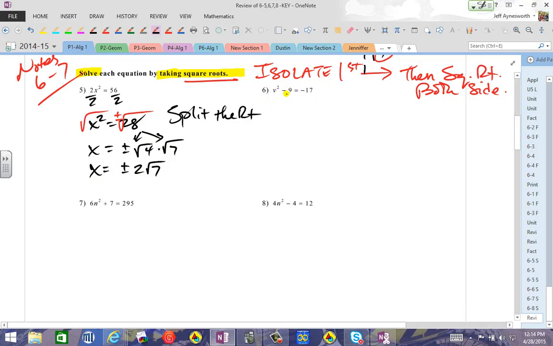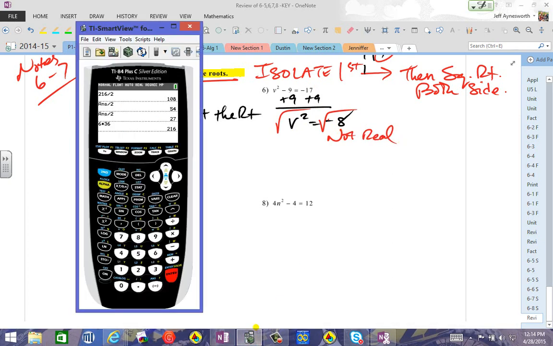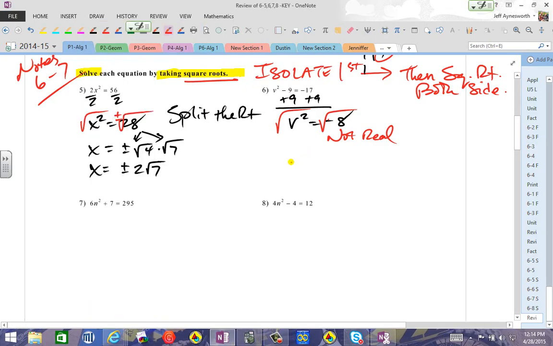Here, instead of square rooting first, you got to isolate the square. Add 9, and you get v squared is equal to negative 17 plus 9, which is negative 8, right? Well, let me see. This is positive and that's negative, so it kind of looks like no solution. So go ahead and try to square root if you want. If you do that, you're going to get this, which is not real. I'll do it on the calculator one more time. Take the square root of negative 8, and it tells you that the answer is not real. There's no real solution. Why? Because a positive can't equal a negative, okay? Can't happen.